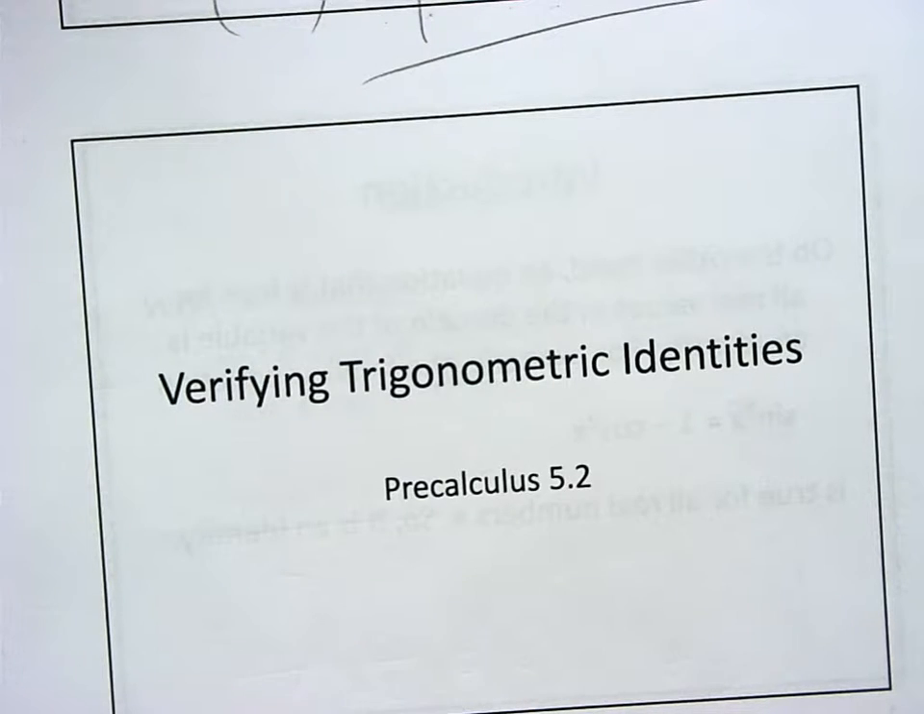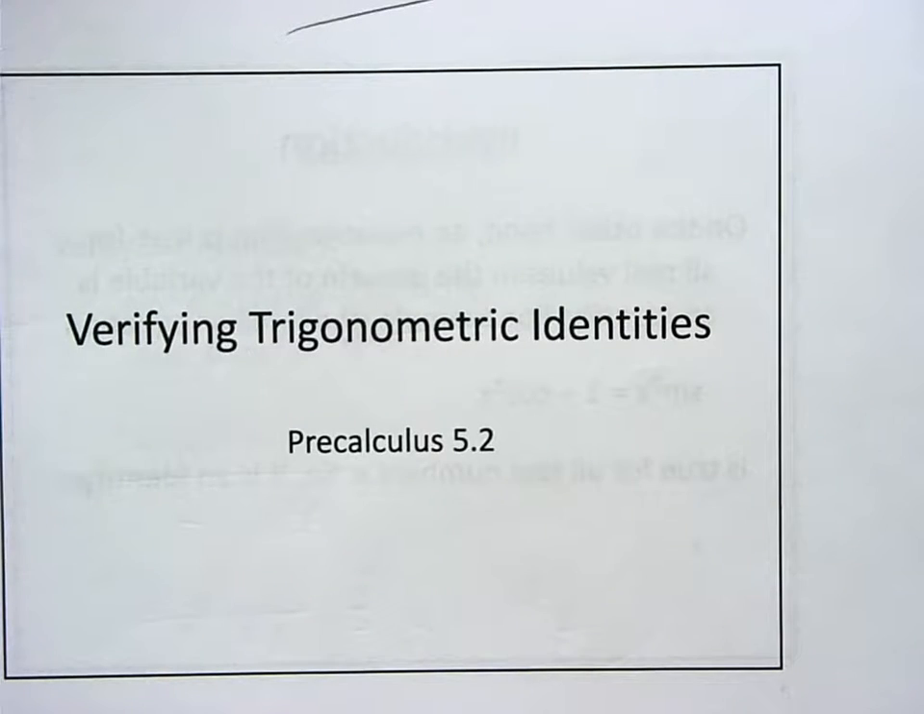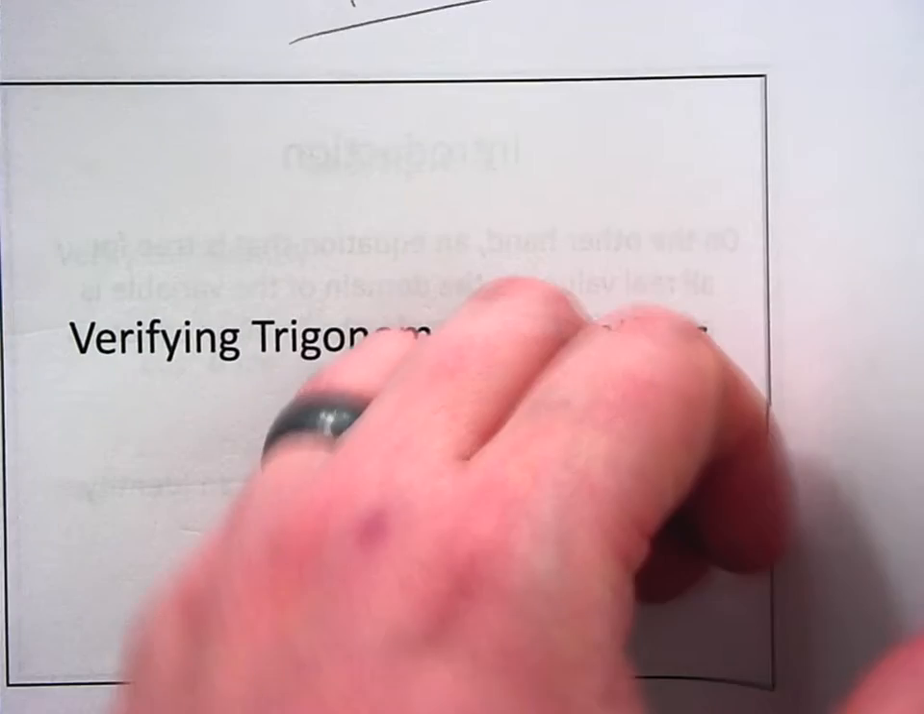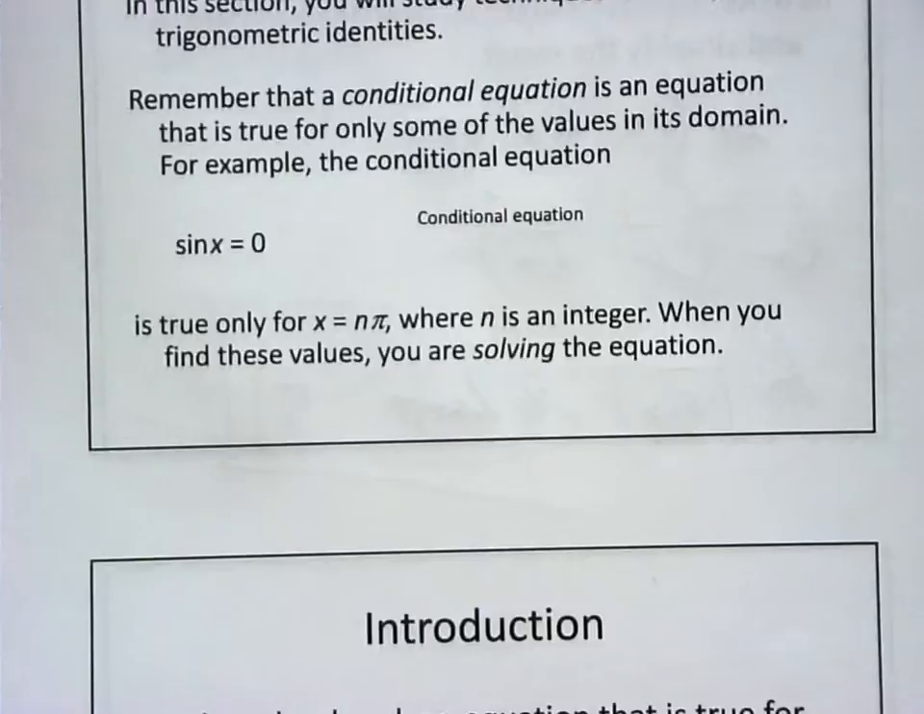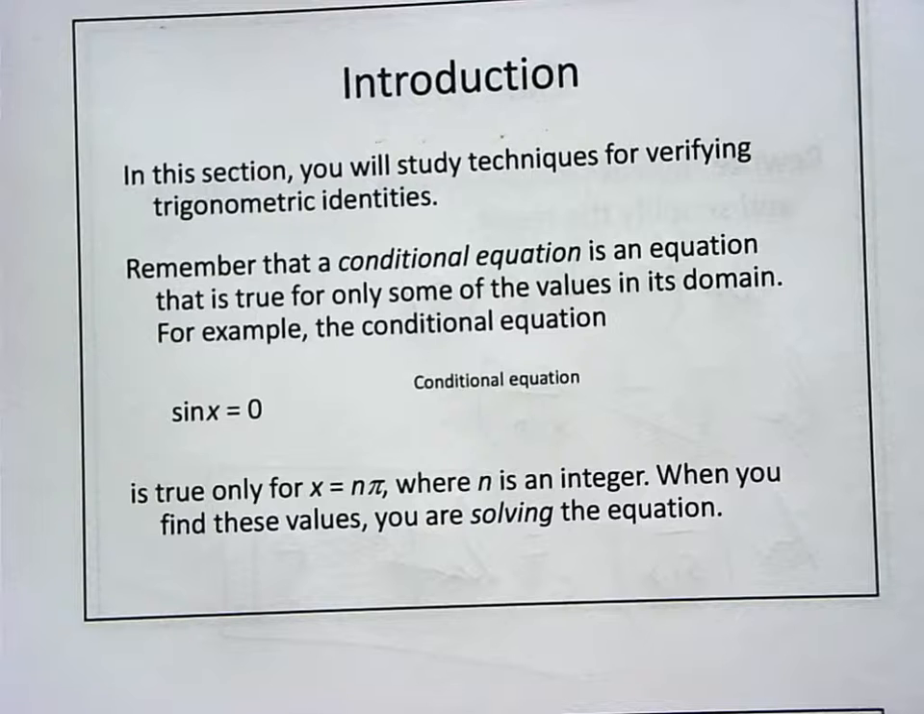So when you go to verify trig identities, what this means is you are given both sides of the equation. You just have to show how you get from one side to the other. Now, in general, when you deal with trig functions, that's a problem because sometimes pieces exist and sometimes they don't. If I just look at sine, it's conditional. Sine is going to be equal to 0 only at certain times, at multiples of pi.